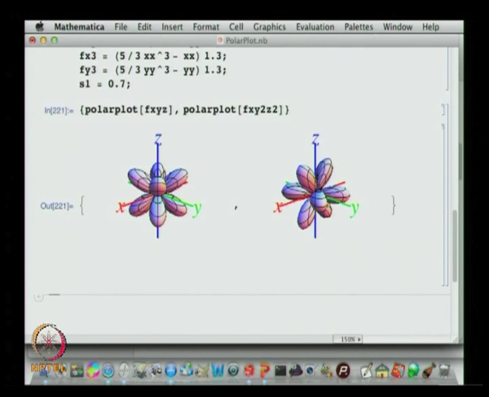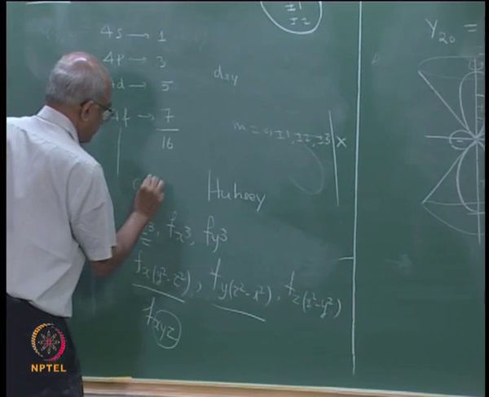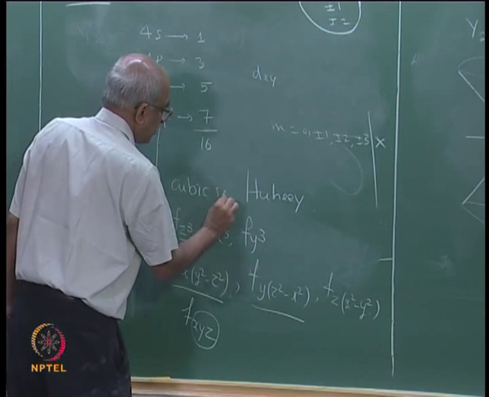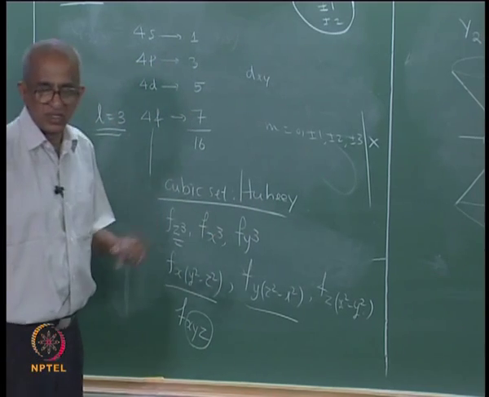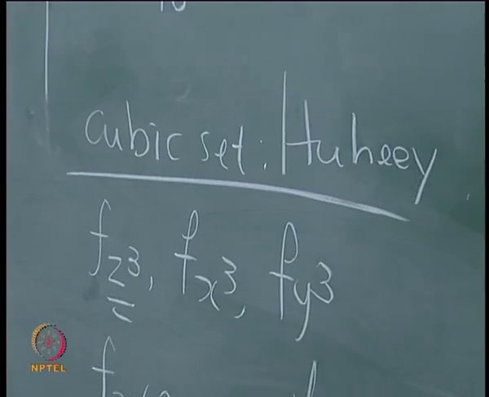So, there are 7 of them. You have seen, as I have told you, what is referred to as the cubic set of f orbitals, according to the book by Huheey. The book is Inorganic Chemistry by Huheey.